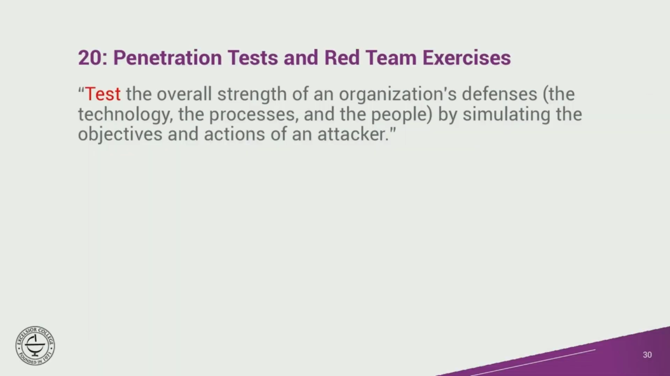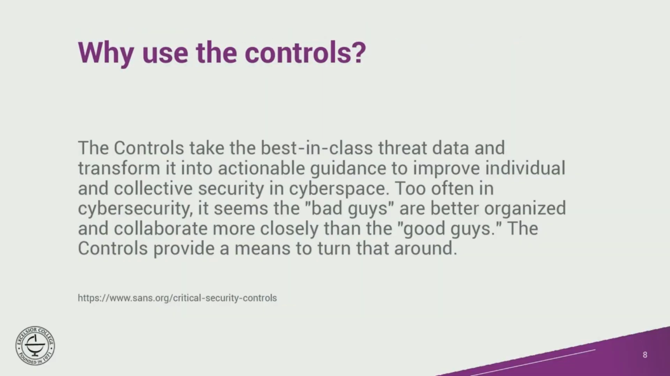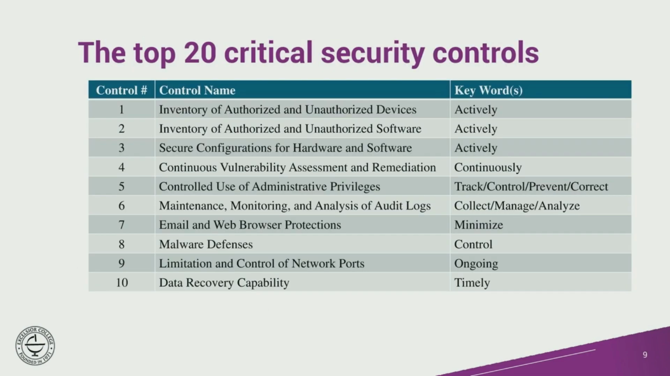I'm going to go back to the list so I can give you an example. If we look at the first control, the inventory of authorized and unauthorized devices, if I know everything in my company, all my devices are tracked and being logged, then I'm probably at 100% compliance level. What does that do for me? It allows me to put in place a replacement plan for when things should be updated.